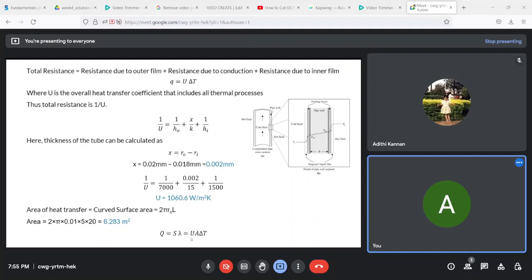So capital Q is equal to UA delta T, which is also equal to S lambda. So what is S lambda? S is the amount of steam that you are sending inside the evaporator, that is the flow rate of the steam. And lambda is the latent heat of vaporization. Whatever latent heat of vaporization the steam has, that is what is transferred to your feed to heat up the liquid. So the total amount of heat transferred is equal to S into lambda, that is the heat from the steam, which is also equal to UA into delta T.